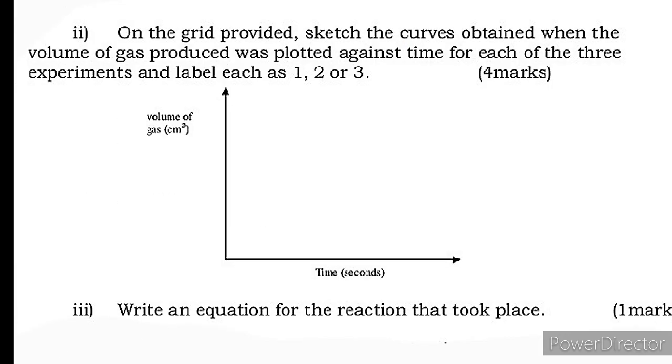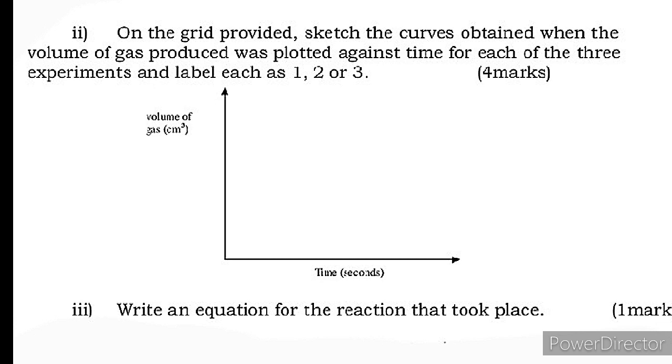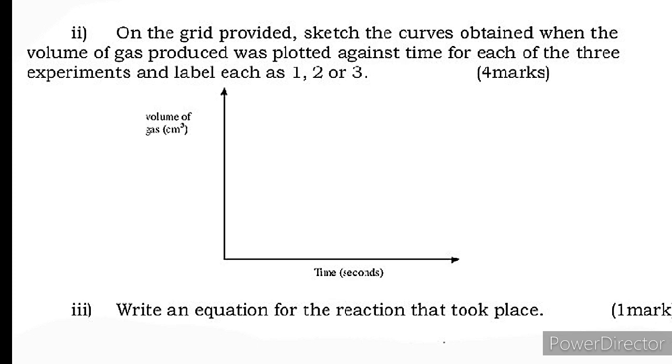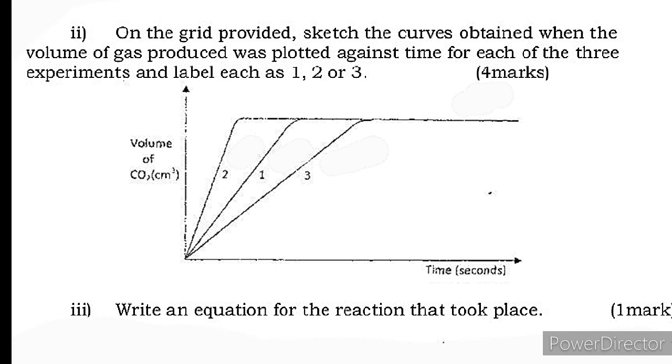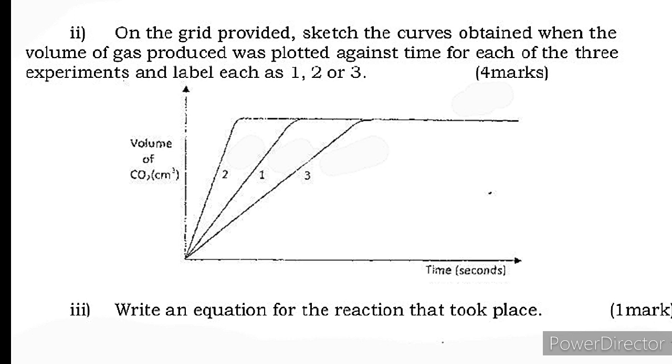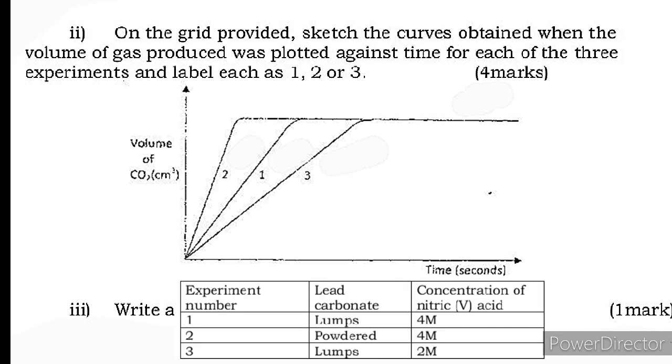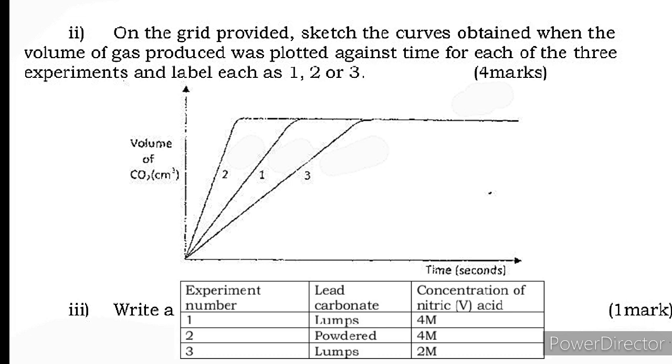Part 2. On the grid provided, sketch the curves obtained when the volume of gas produced was plotted against time for each of the experiments and label each as 1, 2, or 3. So we are going to have 3 curves as such. Now I want us to discuss which curve is going to be attributed to which experiment. Now if we look at the information provided on the table, we can see that there are different concentrations of nitric acid used. So the one that will have the fastest rate of reaction is the one that will have a concentration of 4 molar.